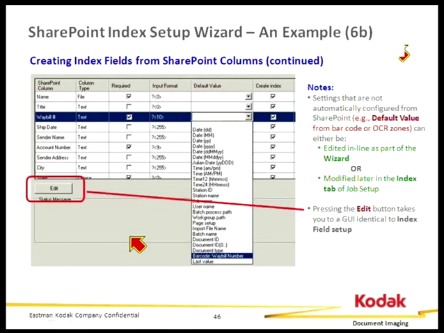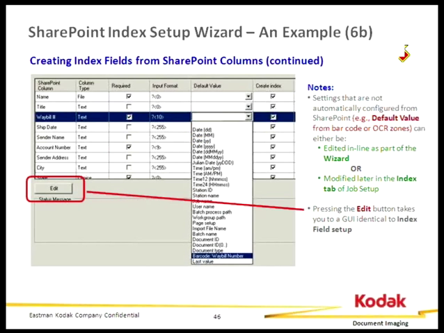Let's say I have the waybill number, which is a column in SharePoint, and I'm really going to be capturing that in Capture Pro from a barcode. I will set up my barcode zone. I'll then go into the SharePoint index setup wizard, and for the default value, I can click on the little drop-down list, get all my possible choices, and select my barcode zone as my default value. And I can do that inline right in the wizard.